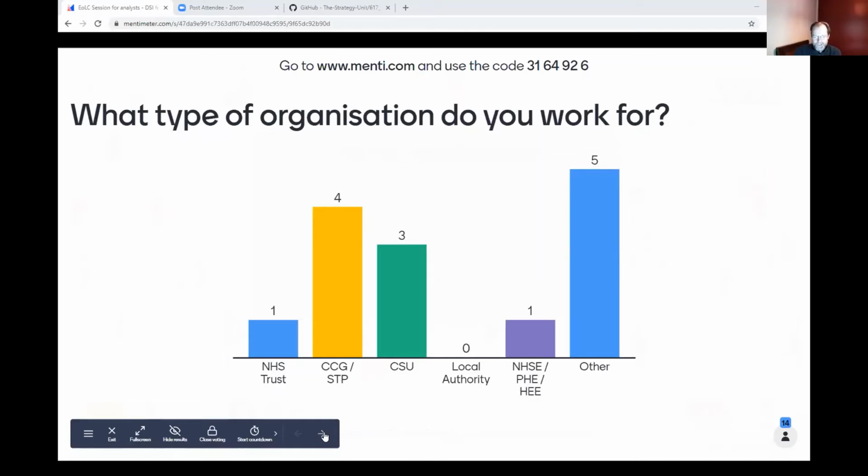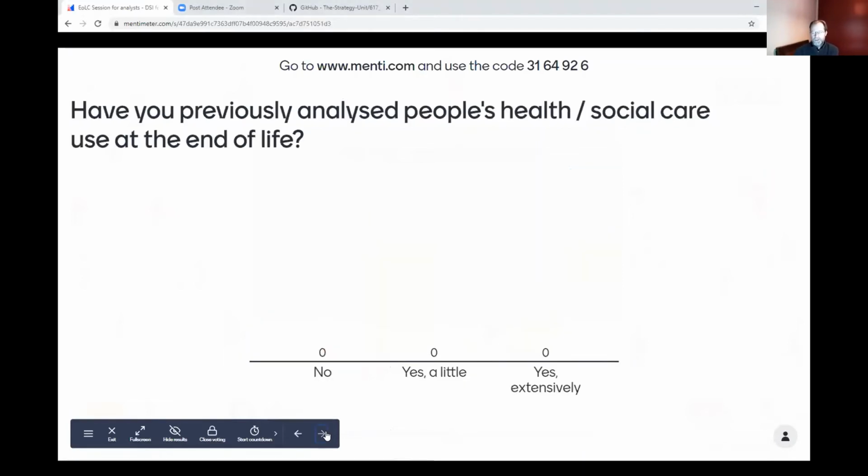Okay, I'm going to move on to the next question now. This is about whether you've got any experience in looking at or exploring or analysing people's health or social care use at the end of life. So it'd be good to know whether you've looked into this area at all in the past in your own work, just to understand your level of background knowledge on the topic we're going to be talking about today. It's not essential background knowledge, it's just useful for us to know what your level of knowledge is on this subject. That's great, lovely, thank you.